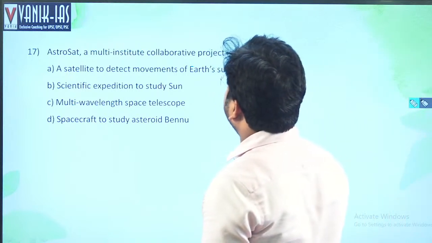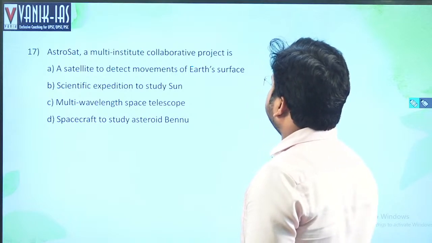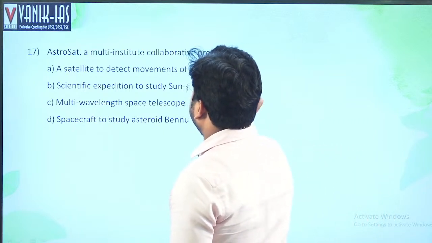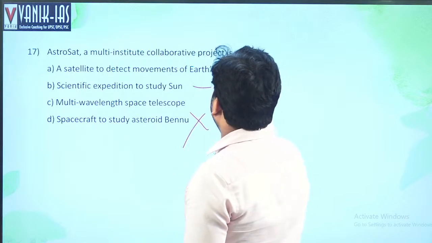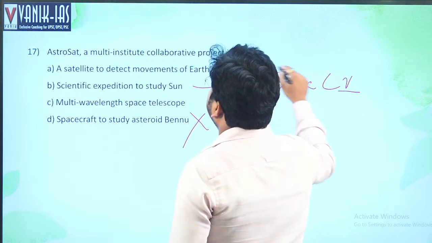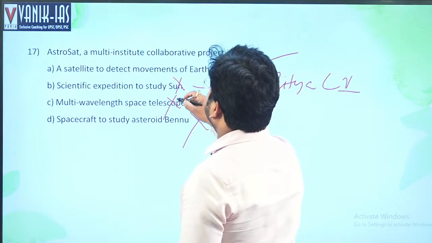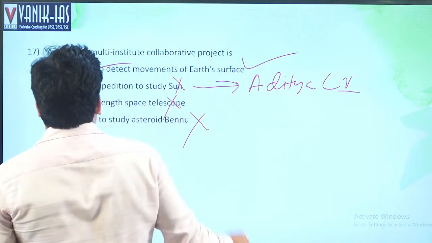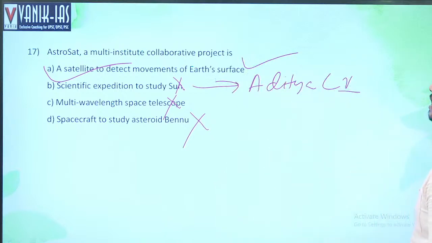ASTROSAT is a multi-institute collaborative project satellite to detect the movements of Earth surface. Scientific expedition to study the sun. This is also wrong. It is not for asteroid Bennu. It is your Aditya L1. This is not a space telescope, right? So this is not the answer. The satellite to detect the movements of Earth surface, that is ASTROSAT, right? A is the answer. Aditya L1 mission.